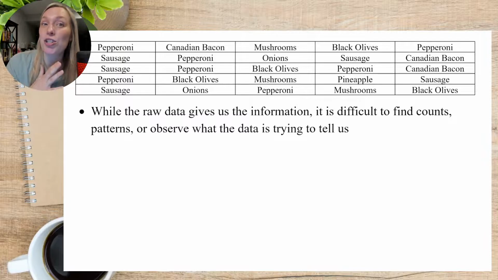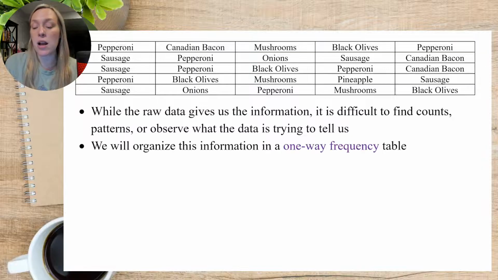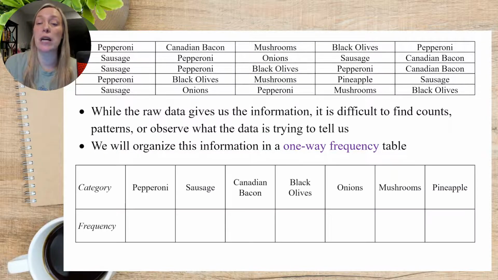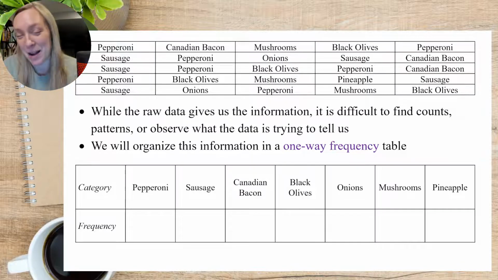So that's where we turn to frequency tables to help us at least start to organize this data a little bit better. We're going to focus on one-way frequency tables here. Later on, we'll talk about two-way frequency tables with categorical data. We're going to keep it simple in this section of notes. So a one-way frequency table starts off with the categories. Pizza toppings is the variable. The different categories it can take are pepperoni, sausage, bacon, black olives, onions, mushrooms, and some crazy person put pineapple on pizza one time. So we have pineapple as a category.